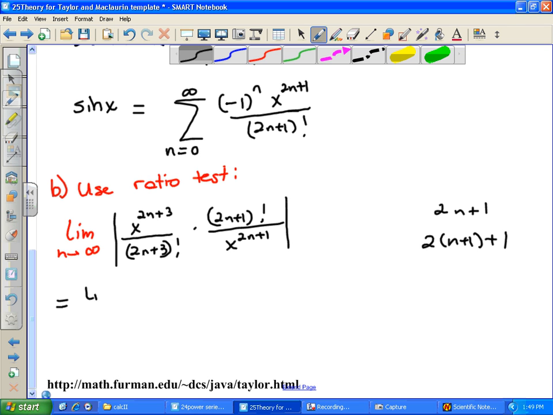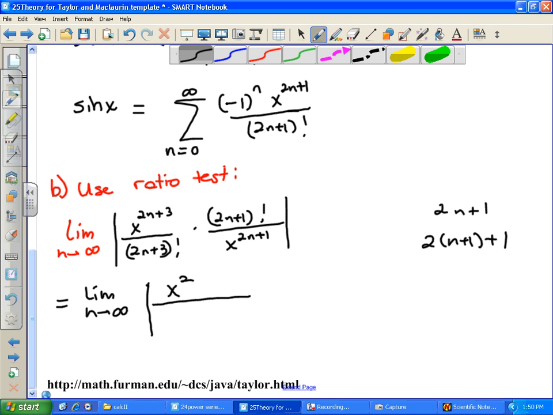First, let's simplify it. x to the 2n plus 3 on the top, x to the 2n plus 1 on the bottom. What would you be left with on the top? What is the difference in these powers? If you subtract top power minus the bottom power, you get 2. So there's an x squared on the top, 2n plus 3 factorial on the bottom, and 2n plus 1 factorial on the top. Start expanding the bigger one, right?